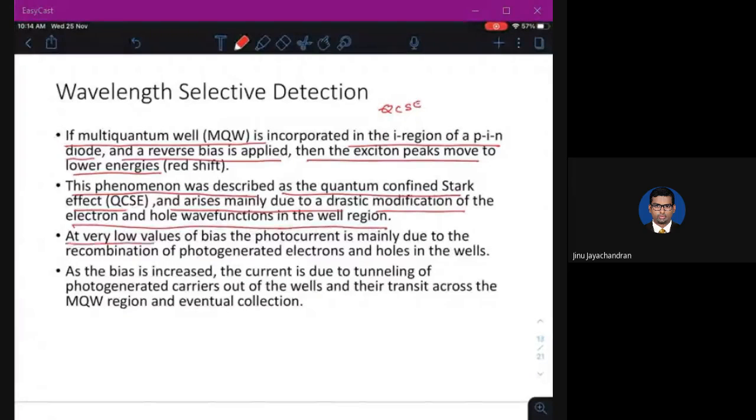At very low values of bias, the photocurrent is mainly due to the recombination of photogenerated electrons and holes in the wells. As the bias is increased, the current is due to the tunneling of photogenerated carriers out of the wells and their transit across the multi-quantum well region and eventual collection. This we also saw in the last lecture, where as you increase the bias, more tunneling takes place, because of which the photogenerated carriers transit across the junction and create a photocurrent.